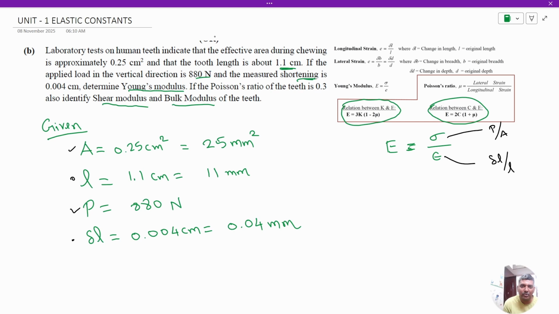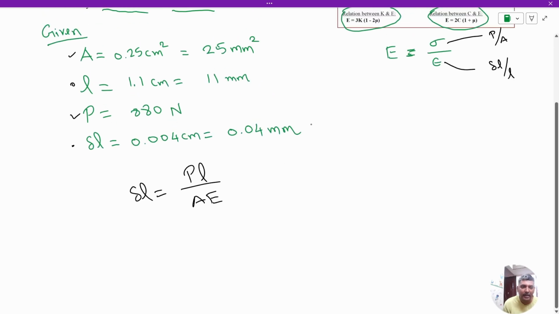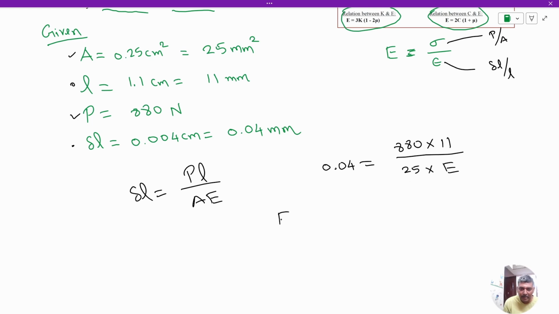Otherwise, we can use the same formula we usually use: del L is equal to PL by E. We can use this. Okay, only E is unknown, all the other data are here, so we can substitute. What is del L? 0.04. So 0.04 is equal to P value, which is 880, into length 11, divided by area 25 into E. So cross multiplying, E will be equal to 880 into 11 divided by 25 into 0.04.